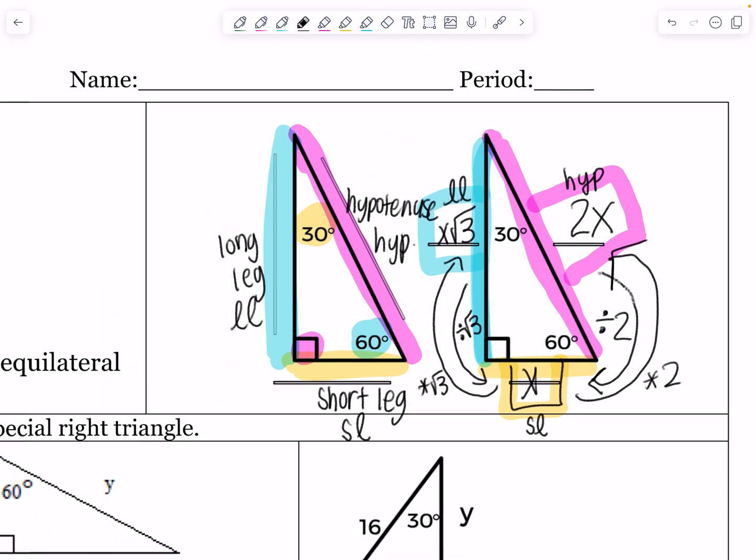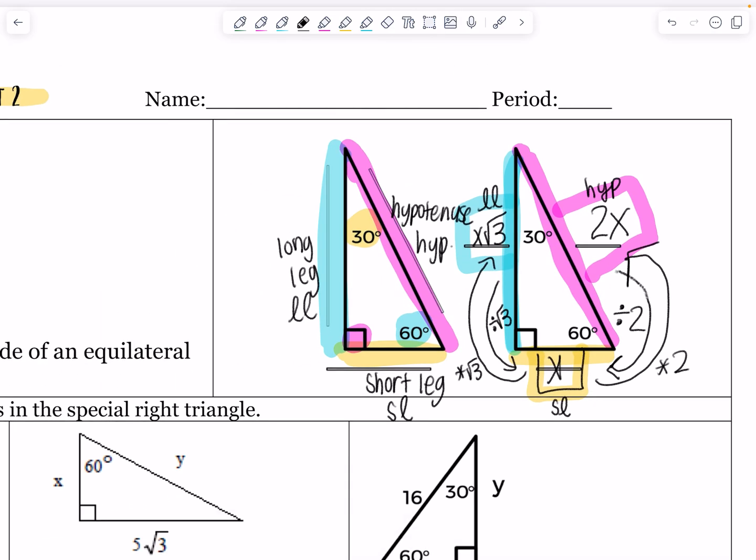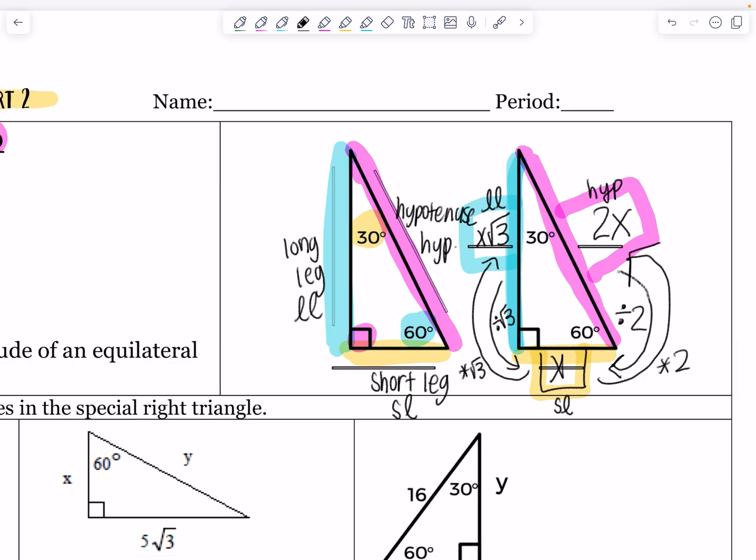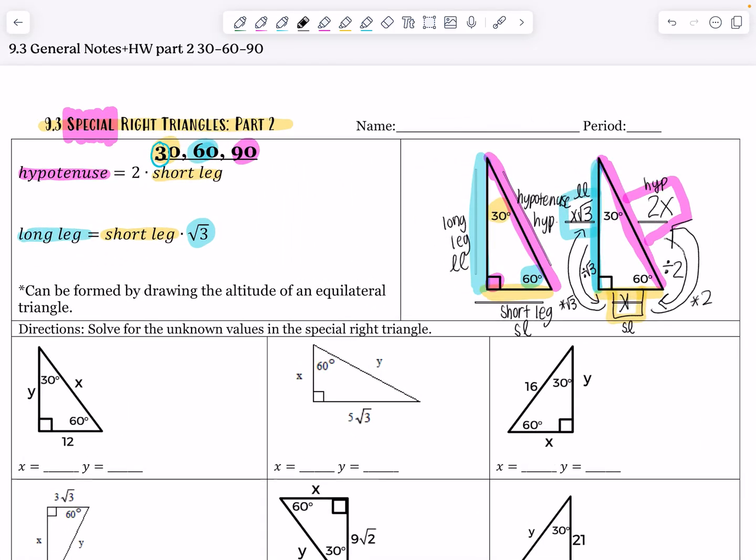Okay, so these are our rules. We have x, x root 3, and 2x. We have our short leg, long leg, and our hypotenuse. And I did want to mention, just like yesterday, when you cut a square at its diagonal, it created a 45-45-90 triangle.